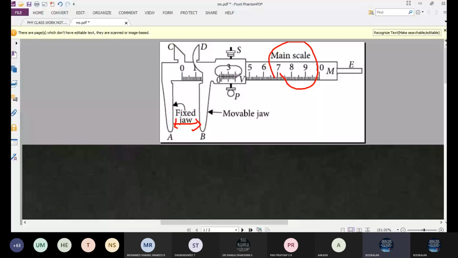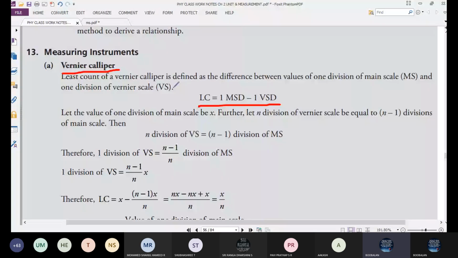I will place an object here, like a ball, pen, anything. Main scale. This is the Vernier scale. So how to find the least count? It means the difference: main scale reading minus Vernier scale reading.